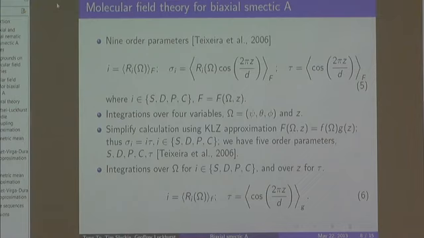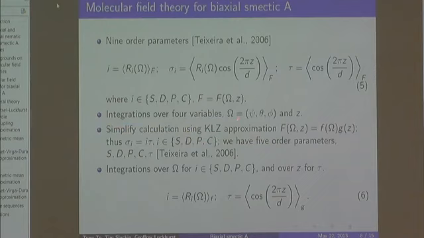Now we can combine the theory for biaxial nematics and uniaxial smectics to form our theory. This theory has been developed by Teixeira, which has in total 9 order parameters, and the average is taken over 4 variables, which makes the calculations quite hard to do.